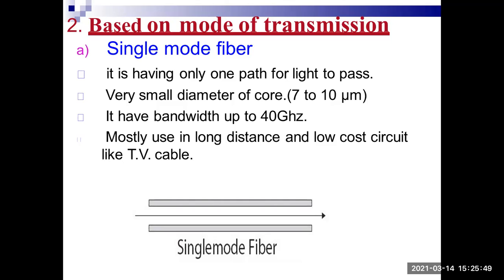So definitely, and the bandwidth, see every signal, this is a communication language. So you'll have a bandwidth, and depending upon that bandwidth, the light ray will travel, the signal will travel. So it has a bandwidth of 40 gigahertz. So mostly it is used for long distance and low cost circuits like TV cable. So this single mode optical fiber can be used for television cable.